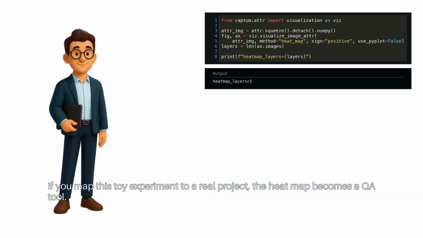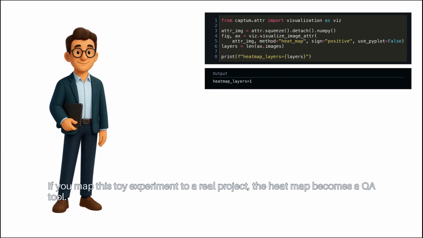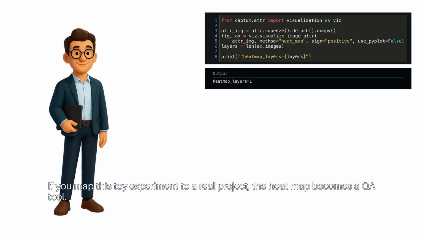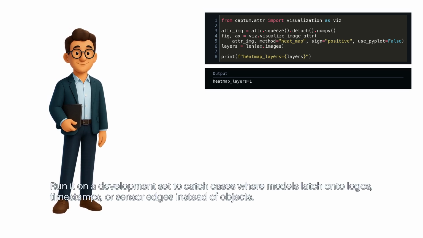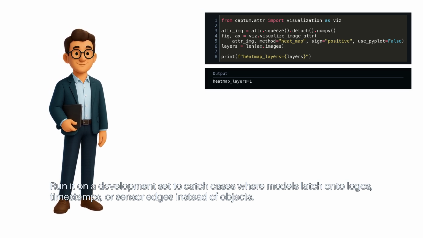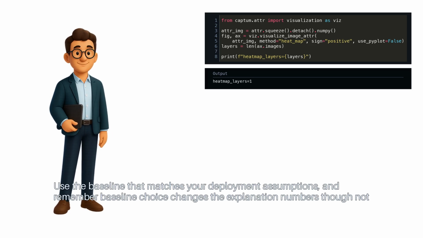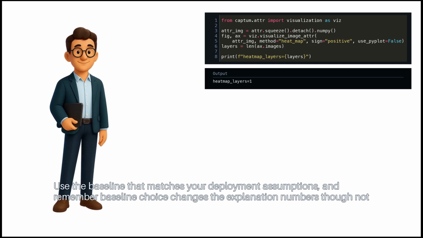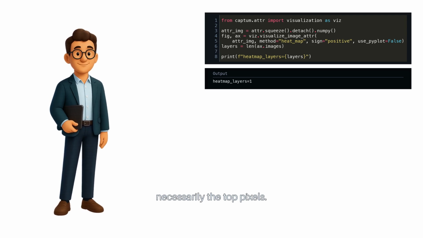If you map this toy experiment to a real project, the heat map becomes a QA tool. Run it on a development set to catch cases where models latch onto logos, timestamps, or sensor edges instead of objects. Use the baseline that matches your deployment assumptions. And remember, baseline choice changes the explanation numbers, though not necessarily the top pixels.